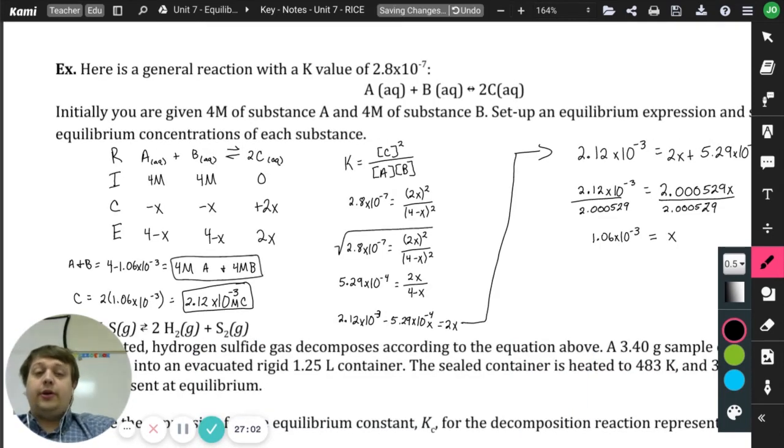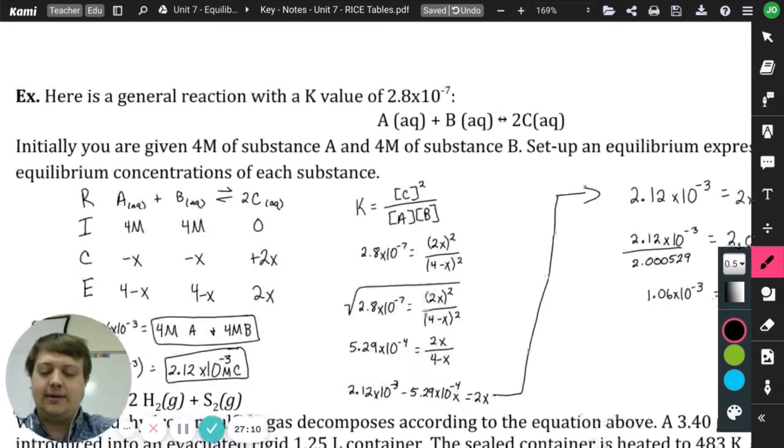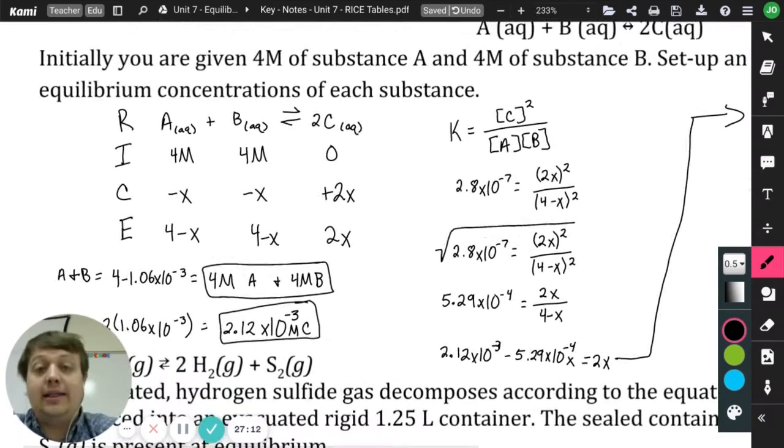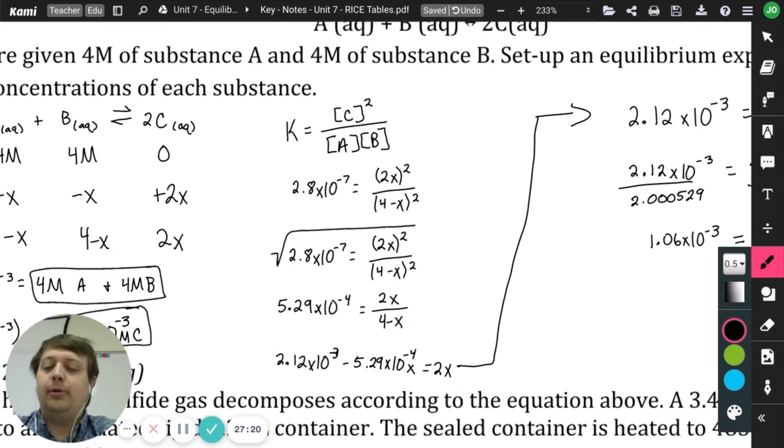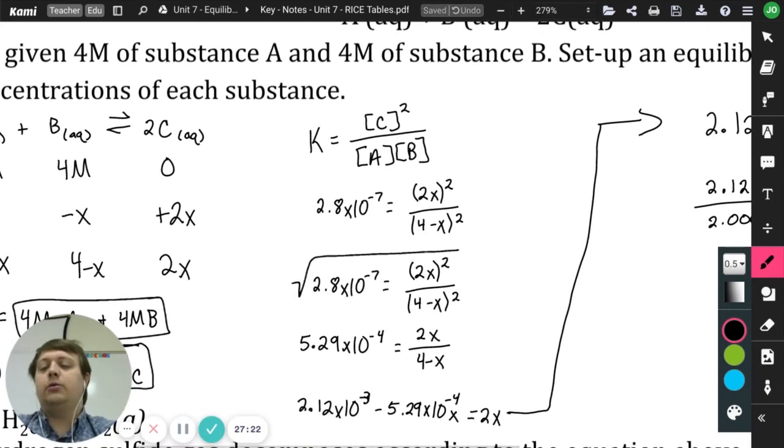All right, y'all. So this is what you should have ended up with. For your RICE table, there you can see it set up. For my E, for that equilibrium, at the end, I should find that it was 4 minus x for A and B, and then 2x for C. Made my equilibrium expression here, which would be K equals concentration of C squared over concentration of A times concentration of B. Plugged in my numbers here.